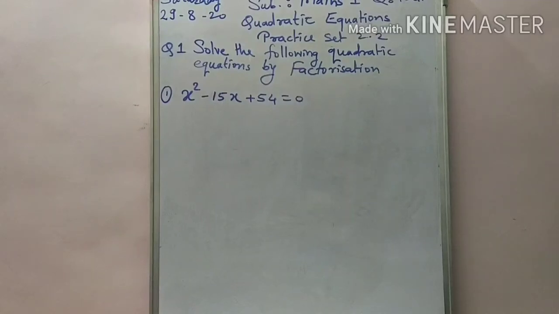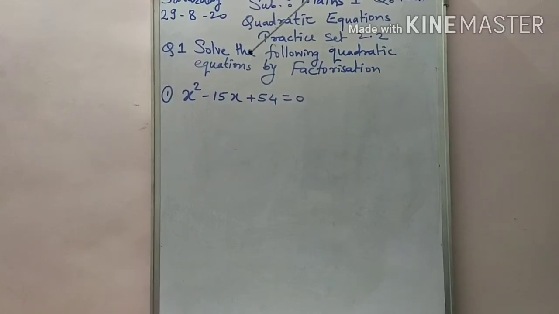Okay, good morning students. Let's continue with our second chapter, quadratic equations. Now here we start practice set 2.2. In the previous lecture we learned what quadratic equations are, that the general form is ax square plus bx plus c equal to 0, and now we have to solve these quadratic equations by the factorization method.